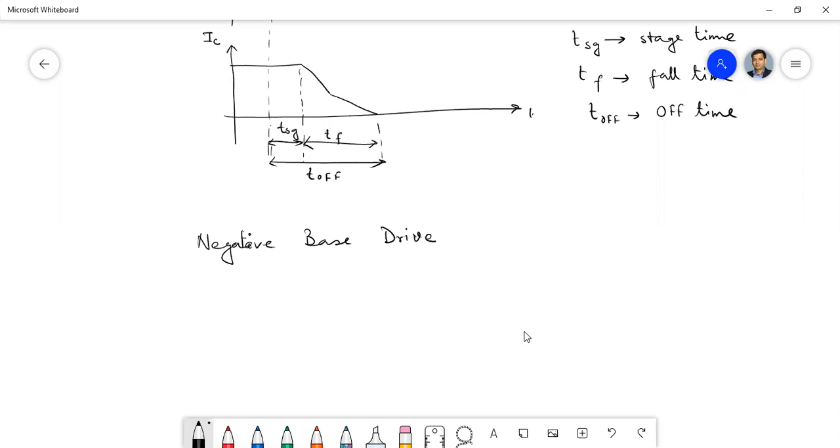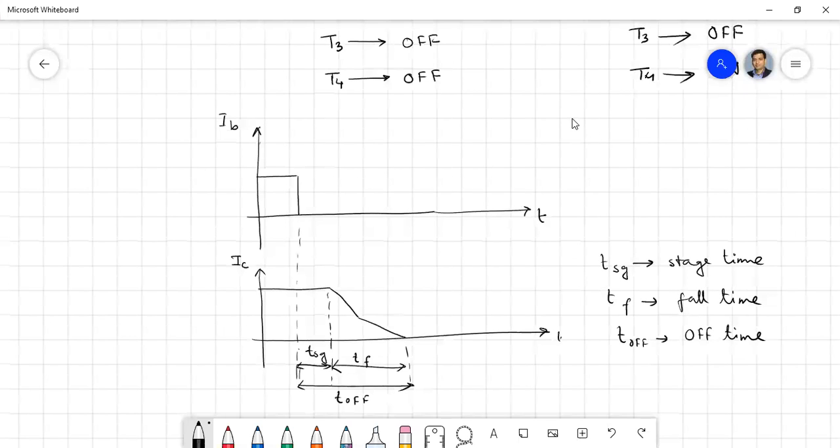So here also, that base emitter junction is kind of a diode, isn't it? So that means the base emitter junction is a PN diode of an NPN transistor. So there also you have a parasitic capacitance. Like let me show it here.